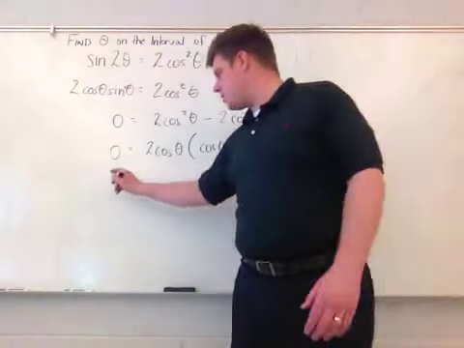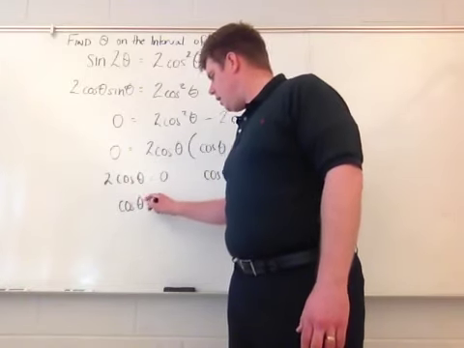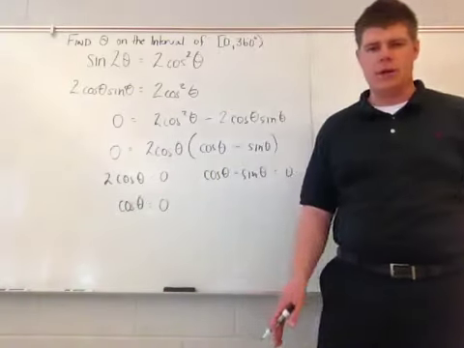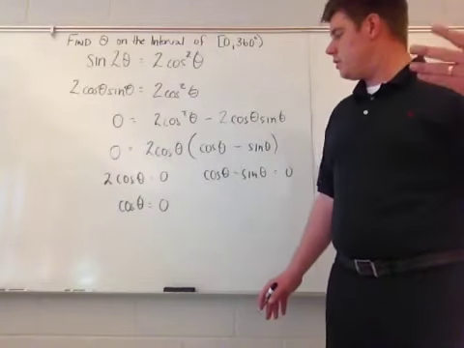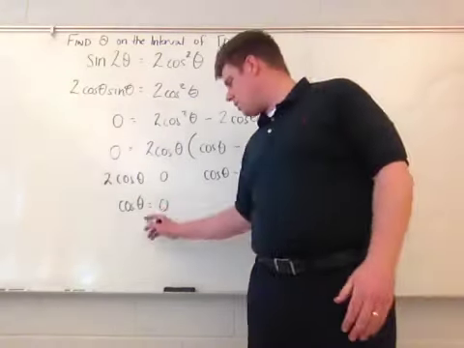So now that I've done that, looking at this one particular function, I have that cosine theta must be 0. Divide both sides by 2. So when does theta give me an output of 0? When is cosine theta equivalent to 0? We know that cosine is 0 when theta is 90 degrees or 270 degrees.